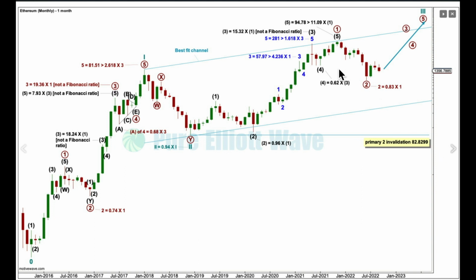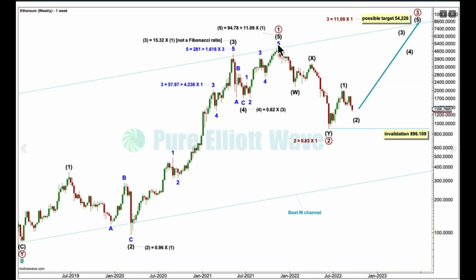Let's take a look at the weekly chart, where the high for primary 1 is this point up here. So looking in more detail at primary 1, intermediate 1, 2, 3, 4, 5. Intermediate 5 looks like a really good 5-wave impulse. Intermediate 2 fits really nicely at the daily chart level as a double zigzag, and if it's over here, it's a 0.83 correction of primary 1, nicely within a normal range for a second wave. If primary 2 is over there, then primary 3 should have begun.